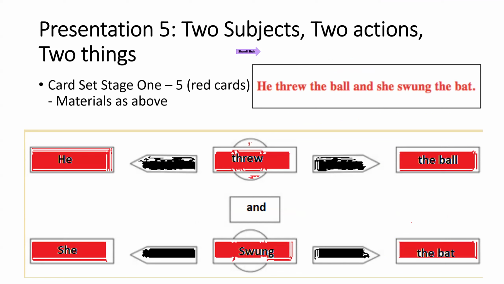Coming to our presentation 5: 2 subjects, 2 actions, 2 things. Do I have 2 subjects here?